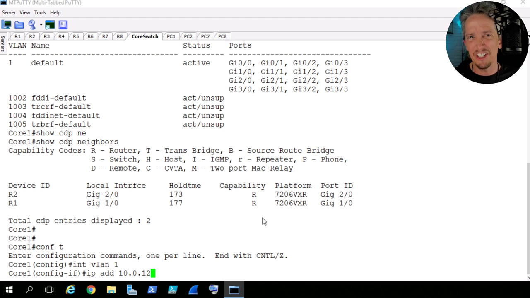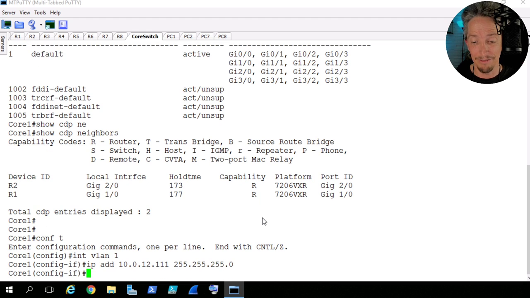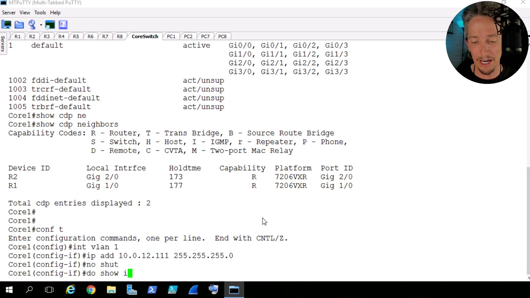So that's all I'm doing here, making sure that switch 1 is on the same street as R1 and R2. So we'll give it .111 as its last octet. That's not in use. R1's using .1, R2's using .2. And we'll put a 24-bit mask to say that the street is 10.0.12, and the last octet is the host bits. And if you need a little brush up on subnetting and IPv4 addressing, the Master Playlist has all that, and also the Subnet Saturdays has all this as well. And it's done. We'll do a no shutdown just to make sure it's up, and then do show IP interface brief.